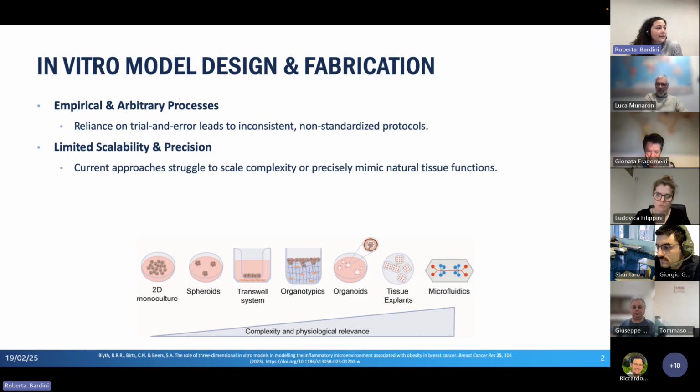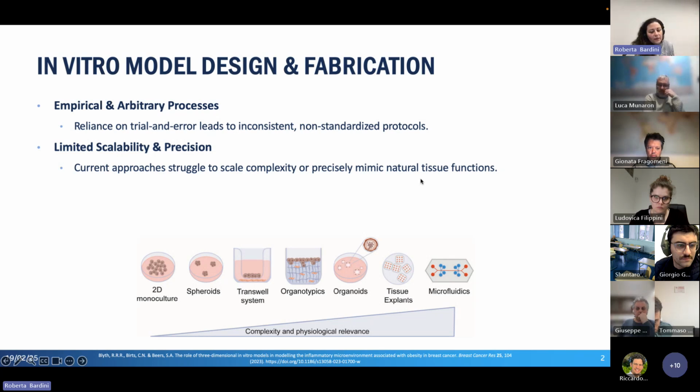So the problem at hand for us is the systematic, computational design of in vitro models. That was mentioned also by Riccardo just now as the computational design of fabrication protocols. The engineering of in vitro models for basic research or pharmacological research is, as Giorgia and Gionata detailed very well today, a very complex endeavor.